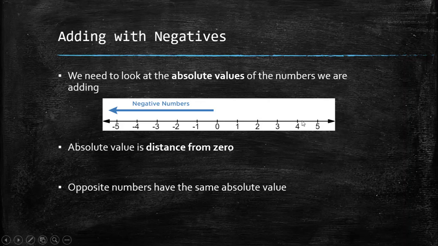If you're on the positive side, then your absolute value is just whatever the number is. The absolute value of 4 is 4. But if you're on the negative side, you just need to drop the negative. So -4 is also 4 units from 0. It's just in the other direction. So the absolute value of -4 is +4. Absolute value is always positive, and we're going to use that to compare when we are adding things.